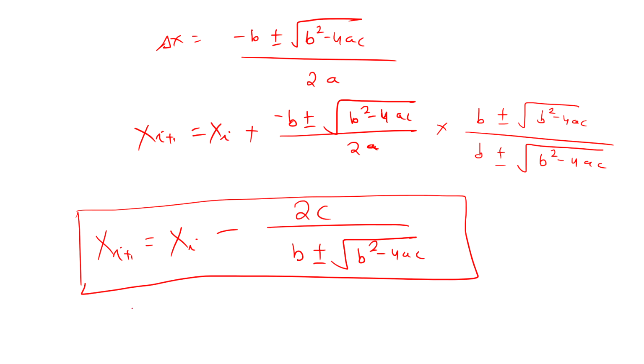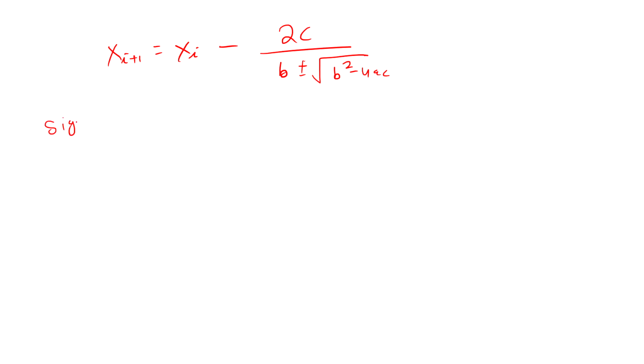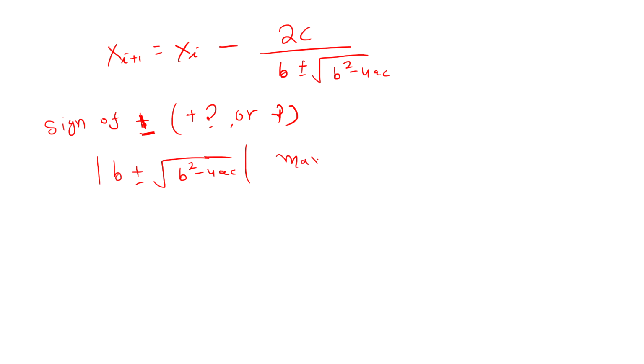Now, what we have essentially is xi plus 1 is nothing but xi minus 2c upon b plus minus root of b square minus 4ac. Now the idea is that the sign of this plus minus, whether it is plus or minus, will depend on the fact that we want the plus minus root of b square minus 4ac to maximize this.